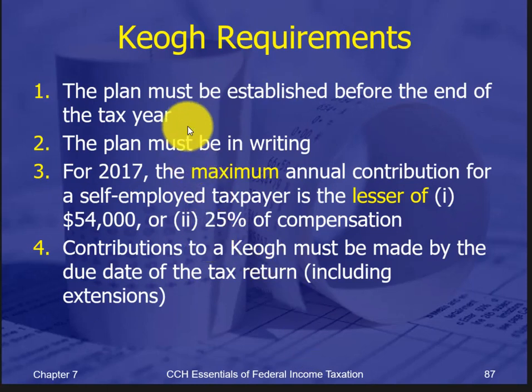KEO, notice, has to be established before the end of the year, has to be in writing. The maximum is $54,000 you can put in for yourself, or 25% of compensation, and contributions have to be made by the due date. So there's your requirements. The plan having to start before the end of the year sometimes trips people up.